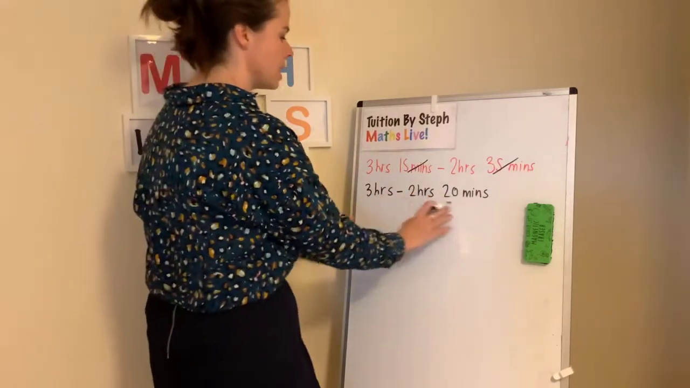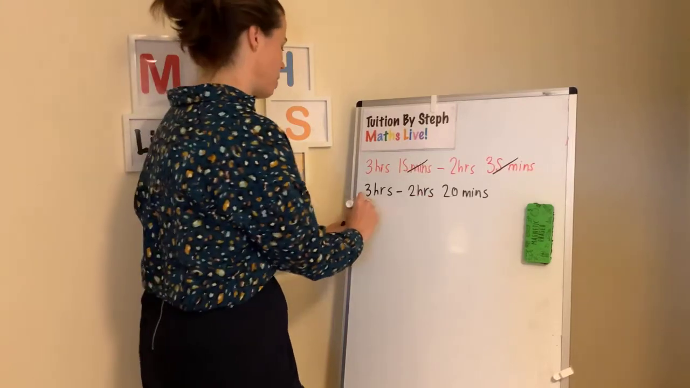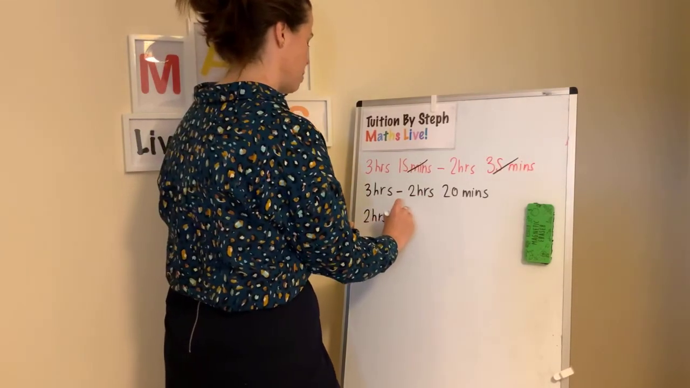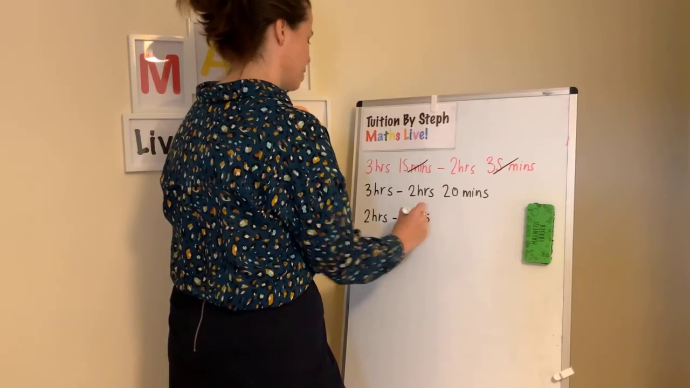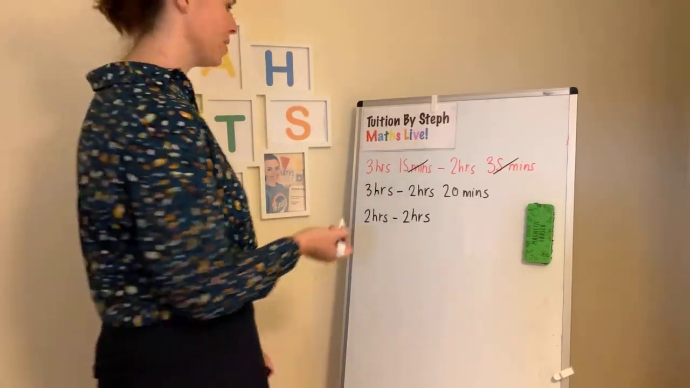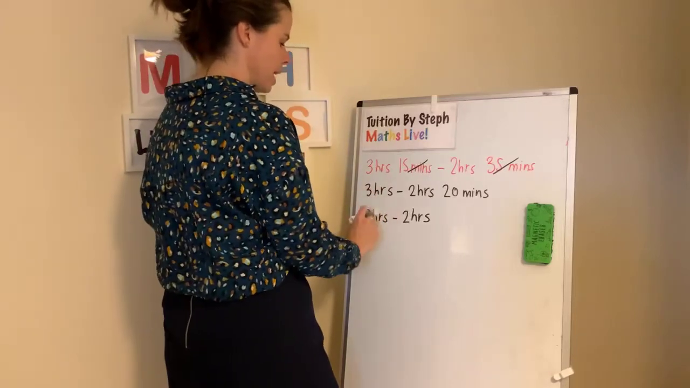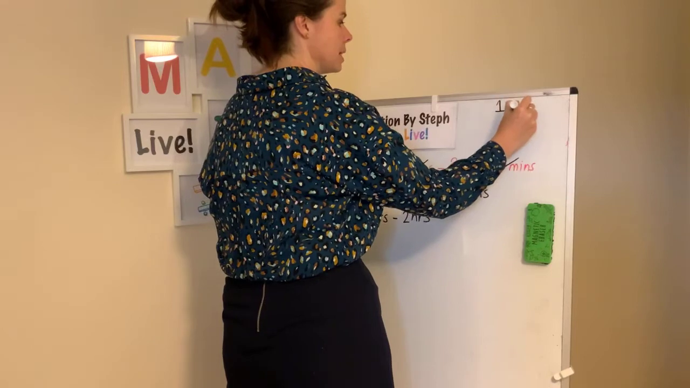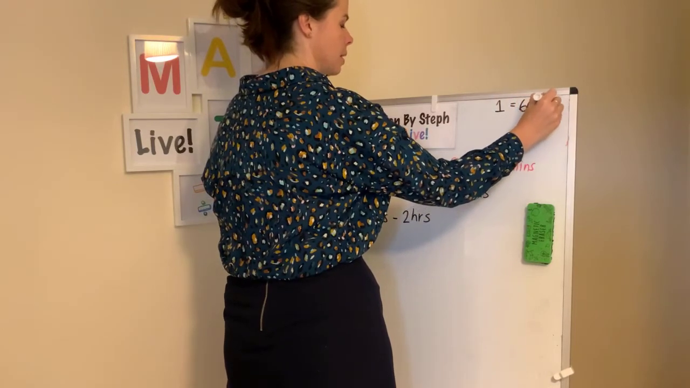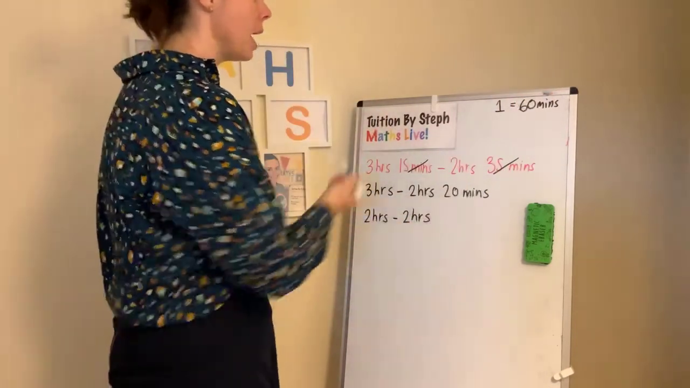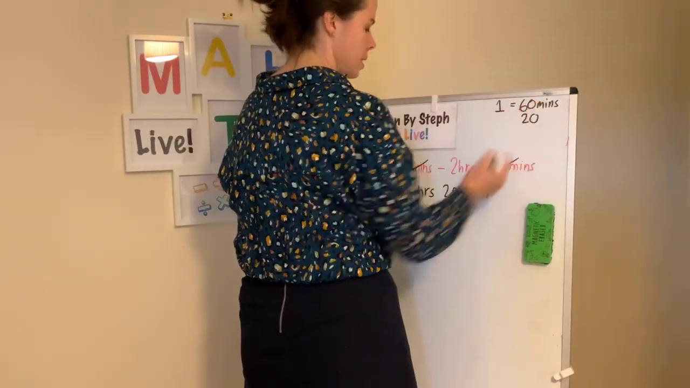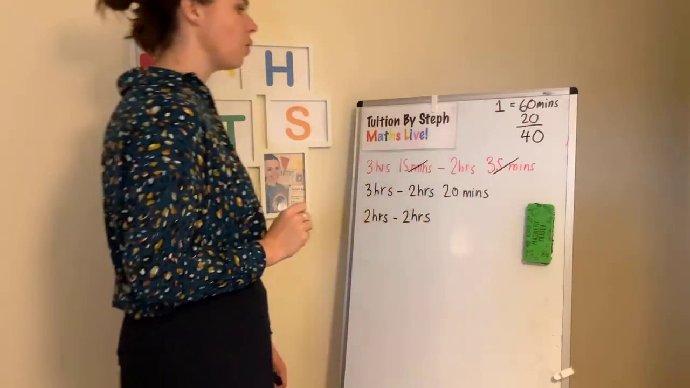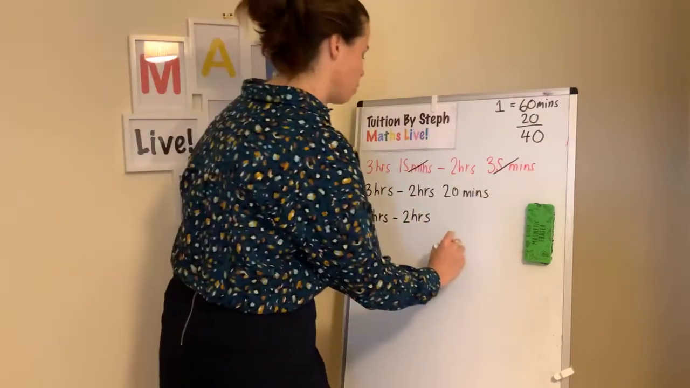Right, we can't take 20 minutes from the 3 hours. So we're going to make that 2 hours, take away 2 hours, okay? But that hour that we've taken, to make it 3 to 2, we've stolen that 1 hour and made it into 60 minutes. Okay? And now we can do 60, take away the 20 that we've got, which is 40. Okay? So 40 minutes.